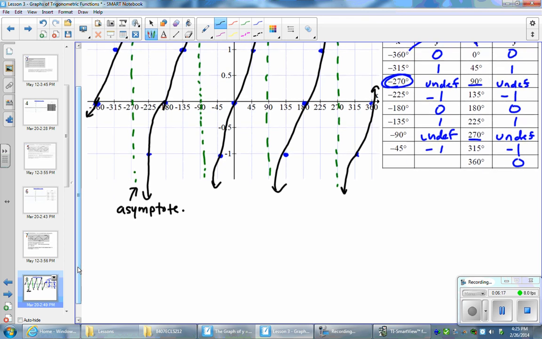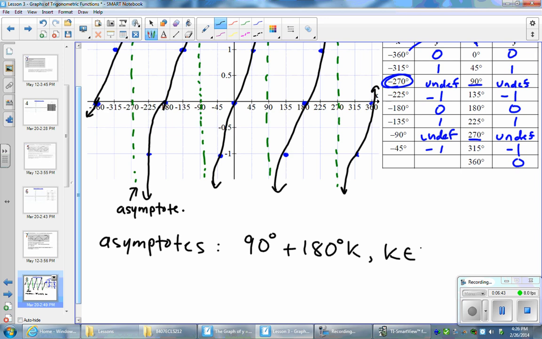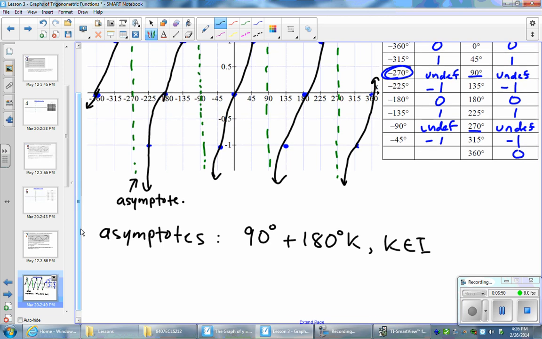Okay, so as you can see here, I have asymptotes every 180 degrees, starting with 90, right? So my asymptotes are every 180 degrees starting with 90. So 90 degrees plus multiples of 180, and to show multiples of 180 I'm going to multiply it by k, where k is a member of the integers, because you can also go in the counterclockwise direction as well. So those are where my asymptotes are.